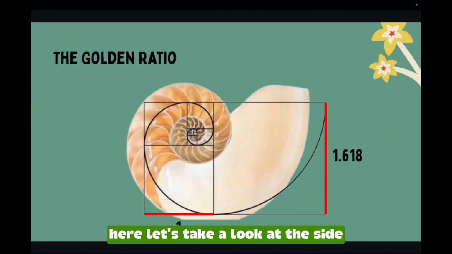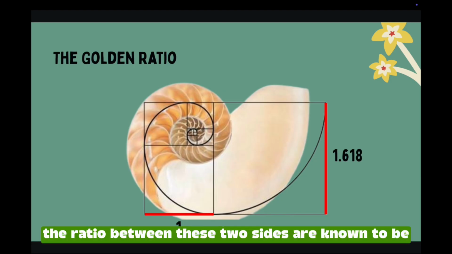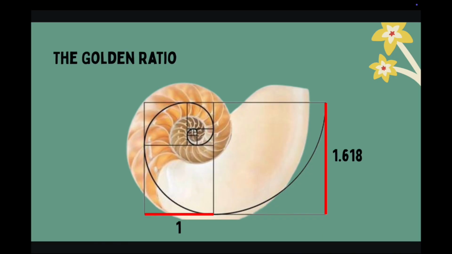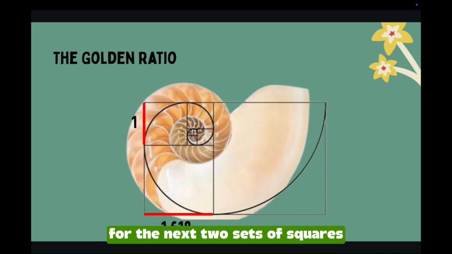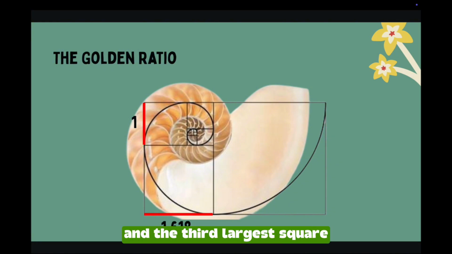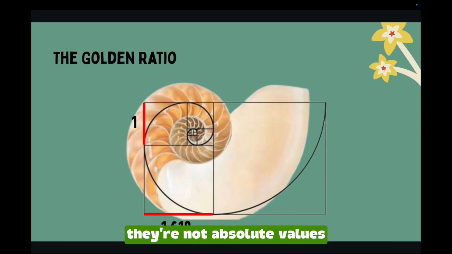Here let's take a look at the side length of the largest square and the second largest square. Surprisingly, the ratio between these two sides is known to be 1 to 1.618, the golden ratio. This is going to be the same for the next two sets of squares, which can be the second largest square and the third largest square. The ratio is still going to be 1 to 1.618. This is possible because ratios are relationships, they're not absolute values.